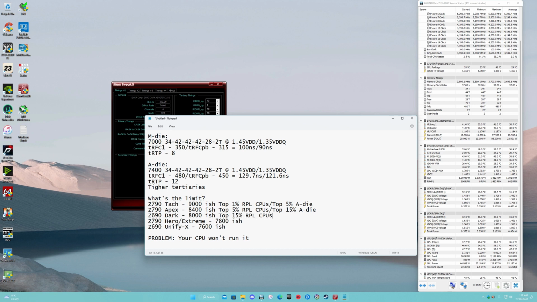RPL CPUs, top maybe 25% A-die. For this, you're going to need top 25%, more or less. I almost was going to say 20%, but I'll say 25. Actually, I'll take it 20. It's not 25, there's no way. And we'll go top maybe 30% A-die. No, I'll make it fair. I'll say about 30%.